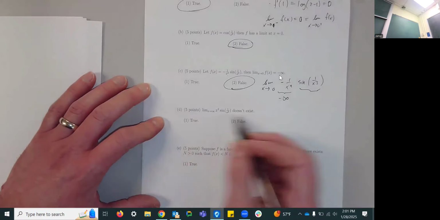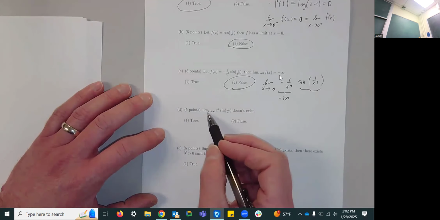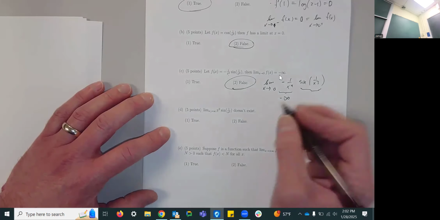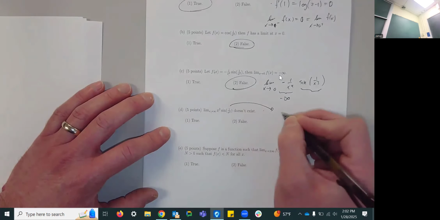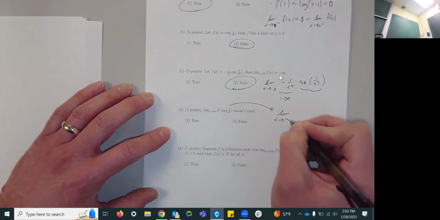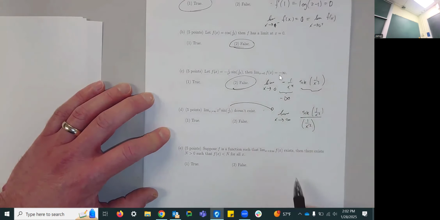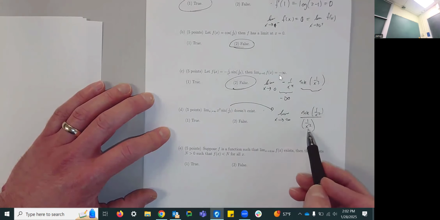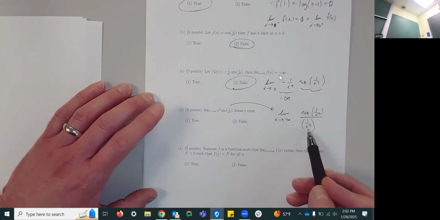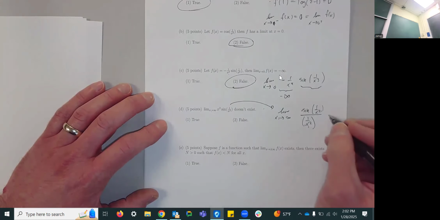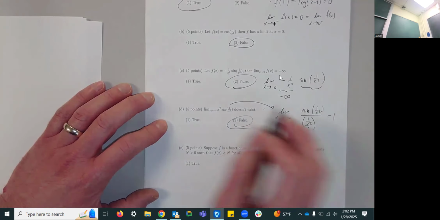Let's look at this next one here. This one, limit as x goes to infinity of x squared sine of 1 over x squared. I feel like we almost already did this one, right? We could say this is exactly the limit as x goes to infinity of sine of 1 over x squared over 1 over x squared. Is it sine of something over the same something? Is the something, not the x, but the something, getting closer and closer to 0? And we're good to go. That limit is 1. That's a false statement.